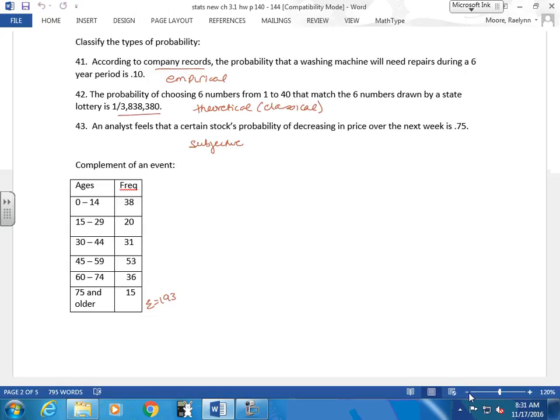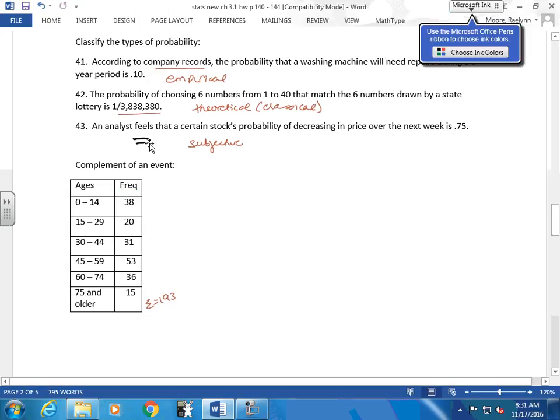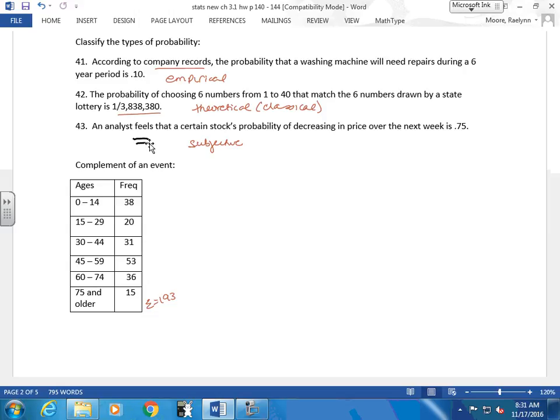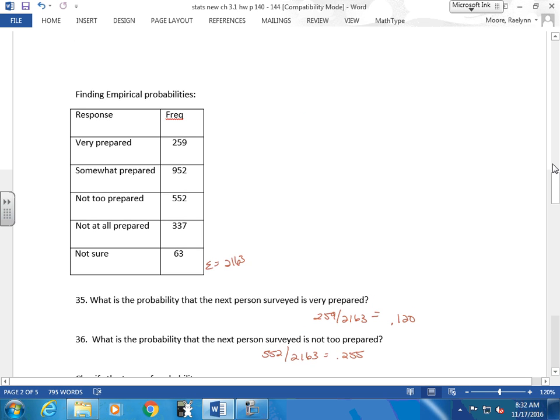That's a theoretical. An analyst feels, here's a good buzzword, feels that a certain stock's probability of decreasing in price over the next week is 0.75, 75%. This is their feeling in here. It's not just randomly saying, well, there's about a 75% chance that this is going to happen. He does a lot of work into this. That's why when you go to different forecasters, different analysts, different whoever's doing predictions, they're slightly different. They throw a little bit of their gut feeling in there. Good with that? Good with those 3? Okay.